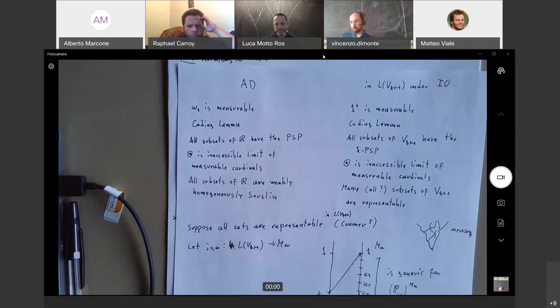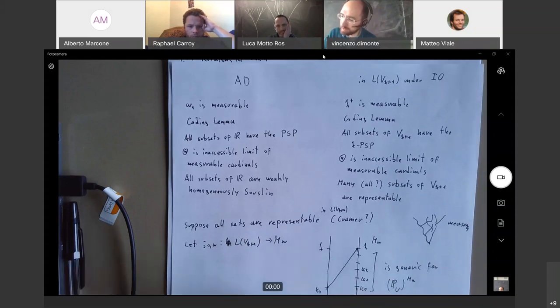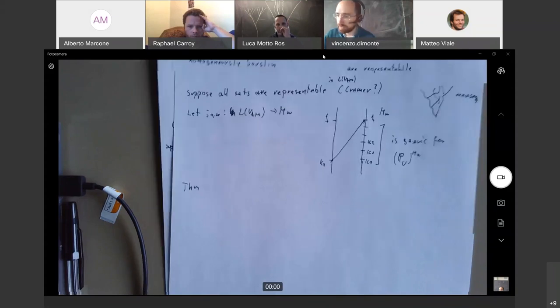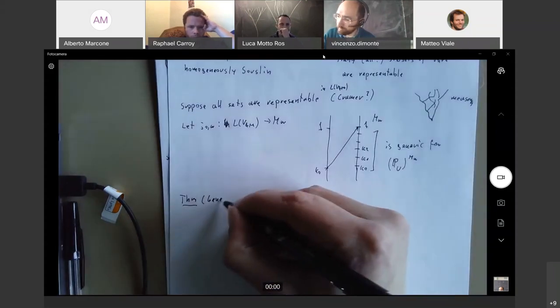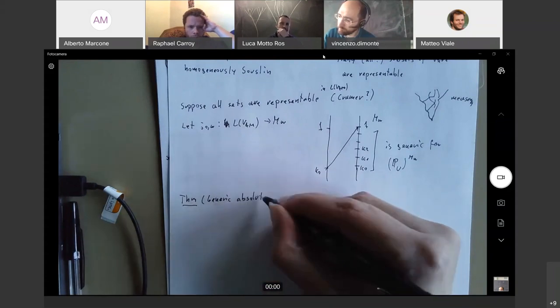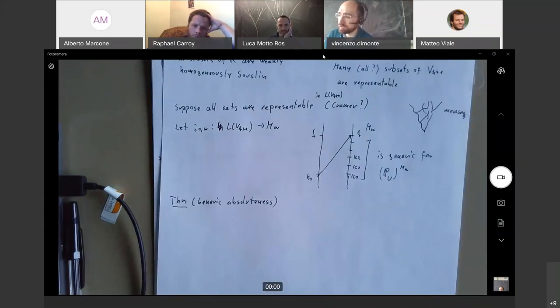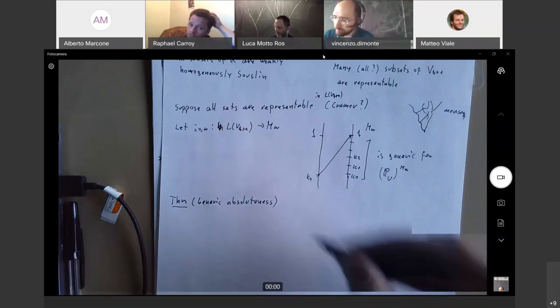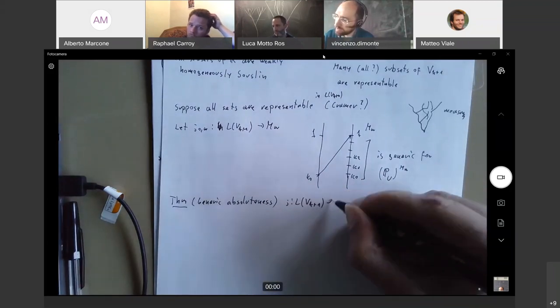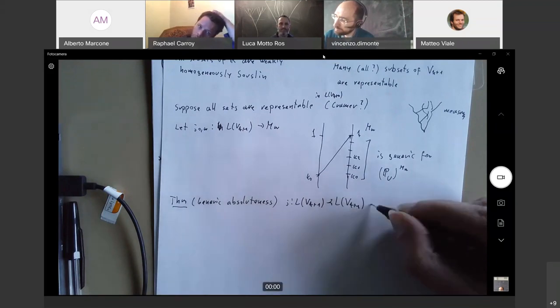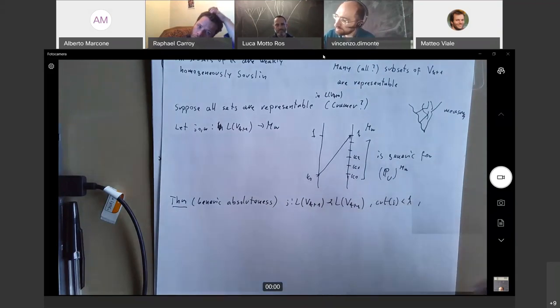Okay, and so if we force with that, we can reconstruct a lot. For example, we can reconstruct the theory of the subsets of the lambda Baire space. So this gives us a generic absoluteness result. I'm not going to read it because it's too involved. So we have I zero, and let's call it kappa zero.